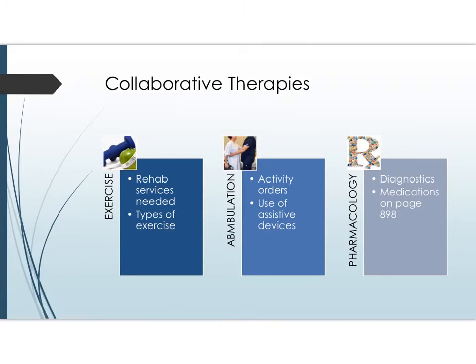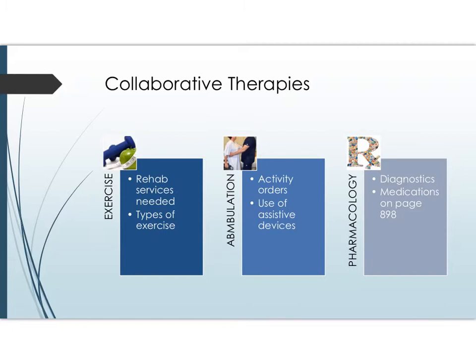Okay, moving on to collaborative therapies. When we look at collaborative therapy, we talk about exercise in general. We understand that exercise helps strengthen muscles, prevents atrophy. We certainly want to avoid prolonged bed rest. We want to encourage passive and active range of motion. Resistance exercises also increase muscle strength, as well as isometric exercises help to maintain muscle strength and are incredibly important when a joint is immobilized.